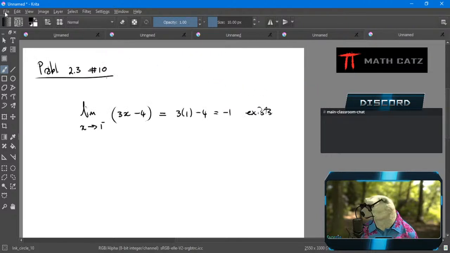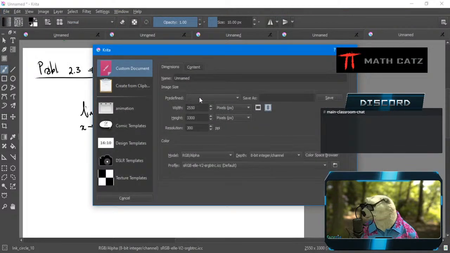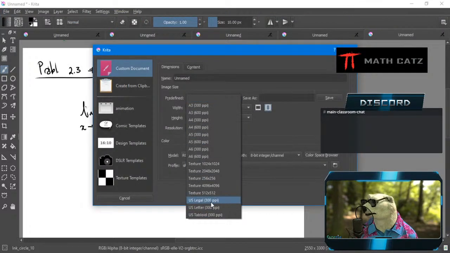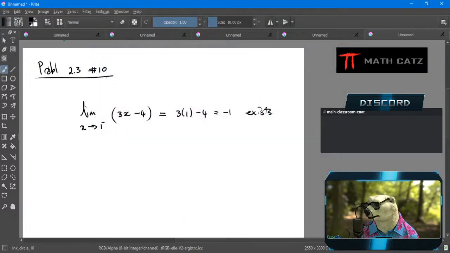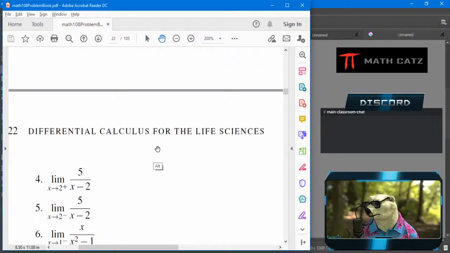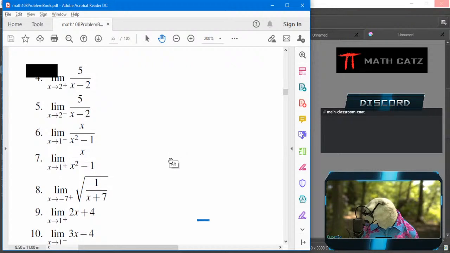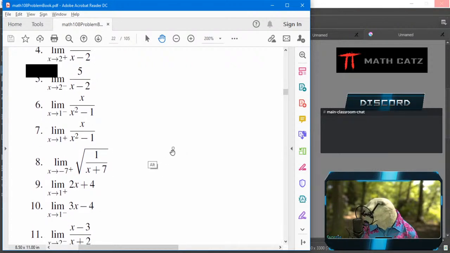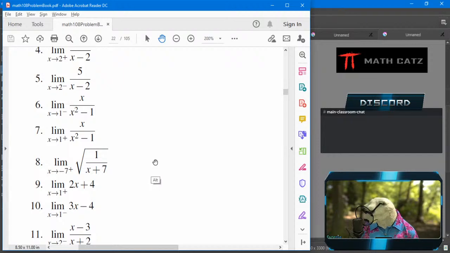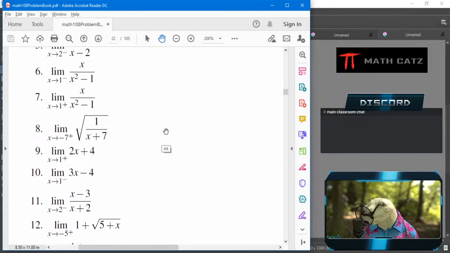Any thoughts or questions so far? I'm just trying to scan through the problems here to see which one's a nice one that could potentially give me some problems. What is happening to the PDF here? I want to do 12 and 8 and be done with it.